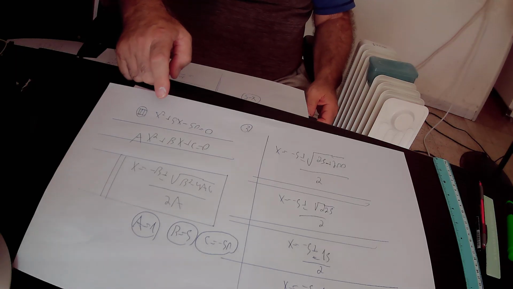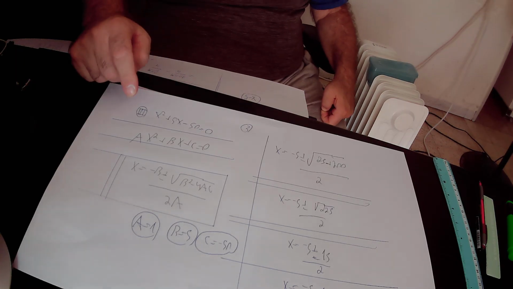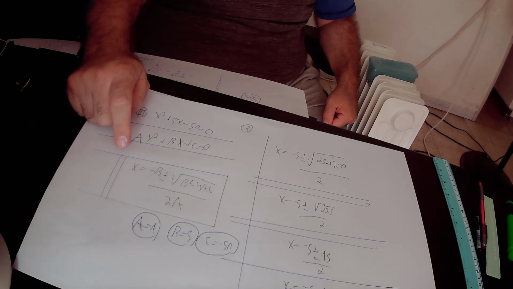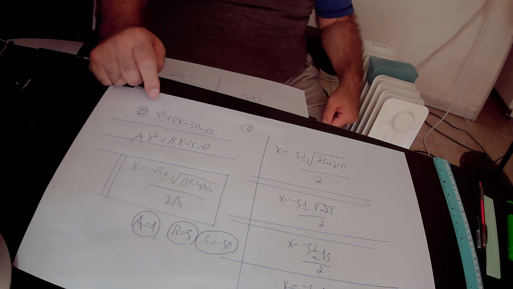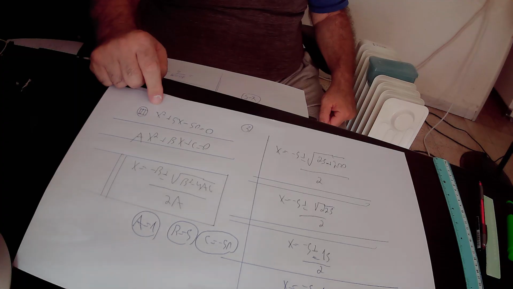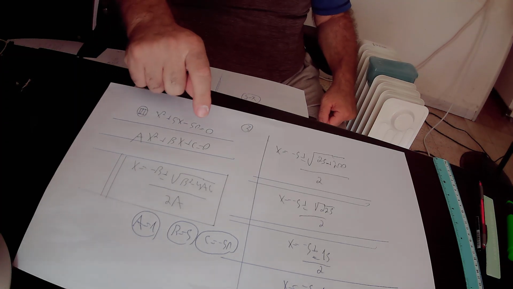And we find the value of x according to the following formula: x equals minus b plus minus the square root of b squared minus 4 times a times c, over 2a. Now, for our specific quadratic equation, x squared plus 5x minus 50 equals 0, the variable that we are looking for is x, the coefficient a equals 1, the coefficient b equals 5, and the coefficient c equals minus 50.